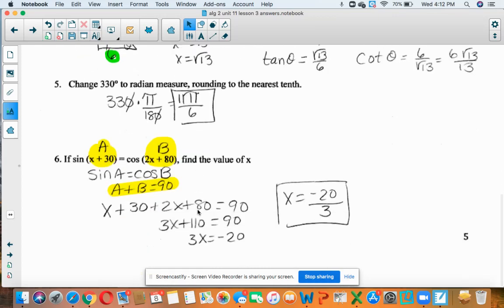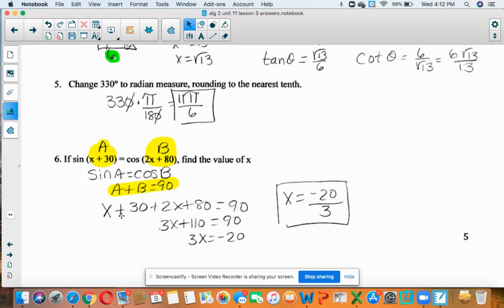Number 6 is a problem we actually did last year back in geometry. So I have the sine of x plus 30 equals the cosine of 2x plus 80, and they want me to find the value of x. The rule is the sine of a equals the cosine of b if and only if a plus b equals 90. X plus 30 is my a. 2x plus 80 is my b.